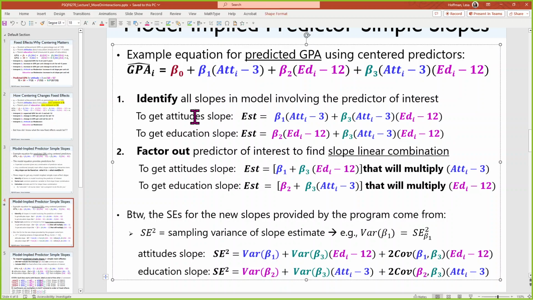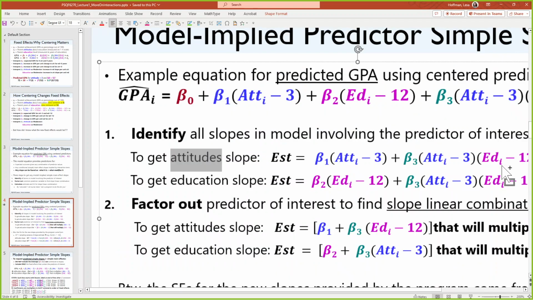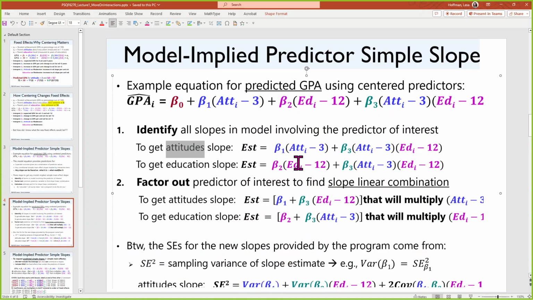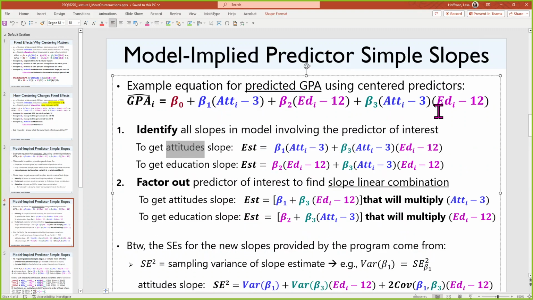So if I want to get the attitude slope, I go into the equation and find all the terms that have attitudes, and I've color-coded it to make it a little less painful. Not too big. So I need beta 1, and I need the interaction term. That's step 1. For the education slope, I need beta 2 and the interaction term.